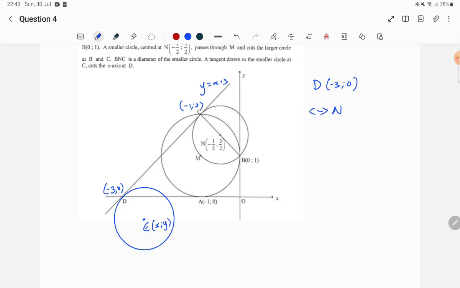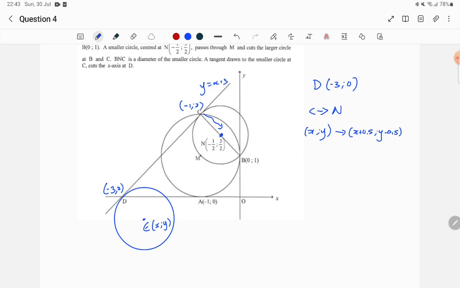And from C to N, we can see that the distance is to add half. So we're going from here to here. We are adding half to x. So here, if we just have x and y, to get from C to N, we need to add half to x, and we need to subtract half from y.